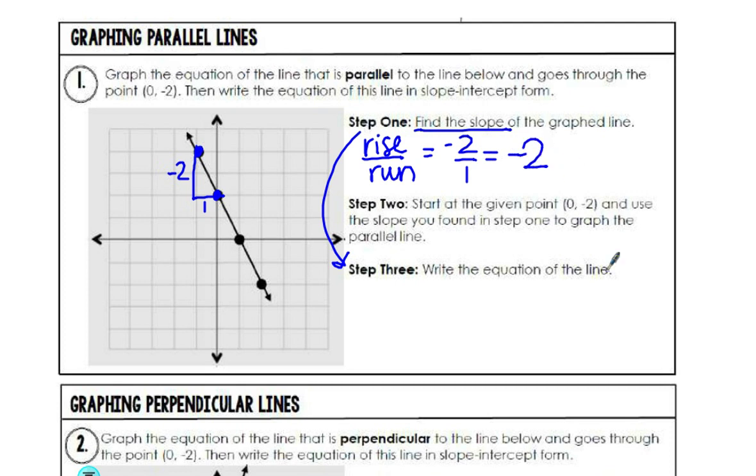And it wants it to go through the point 0, negative 2. Well, what's special about this line? That is our y-intercept. So I'm going to go ahead and skip to write my equation. I know that my slope is negative 2, and I know my y-intercept is also at negative 2.